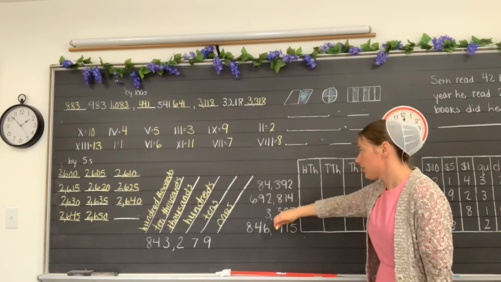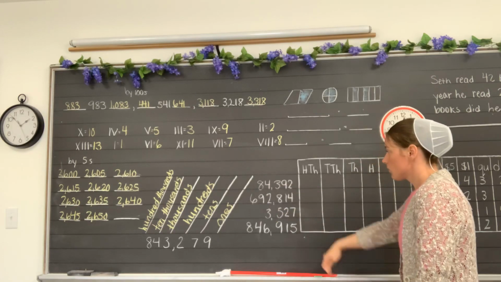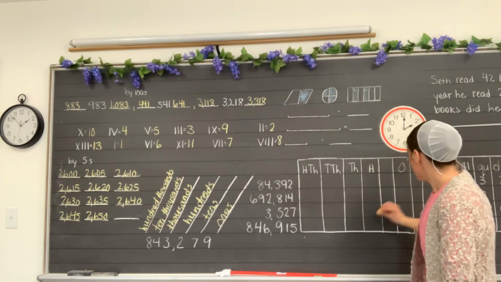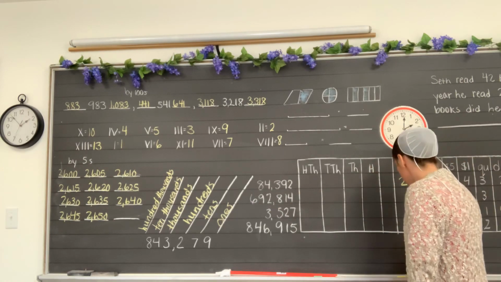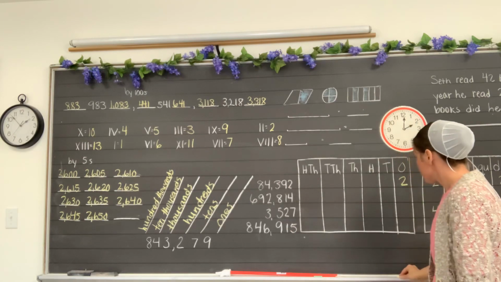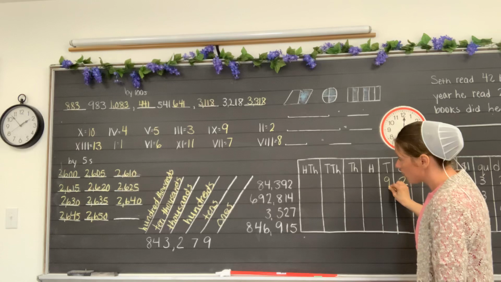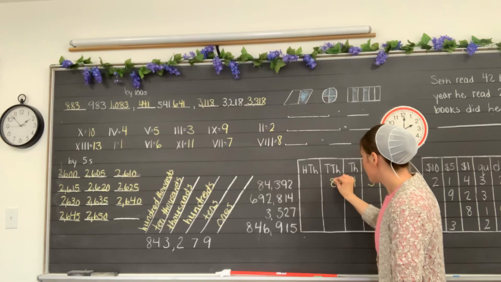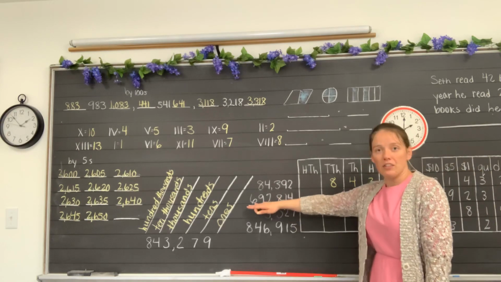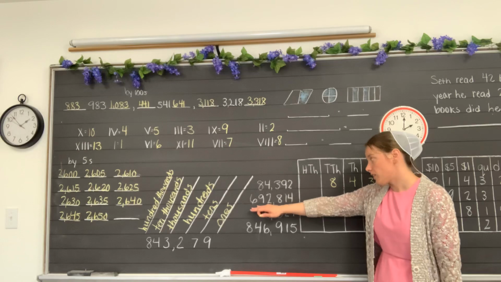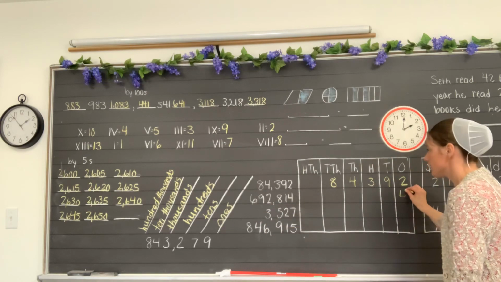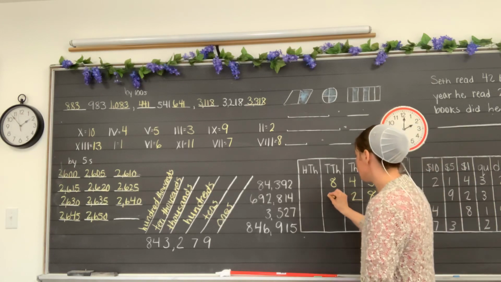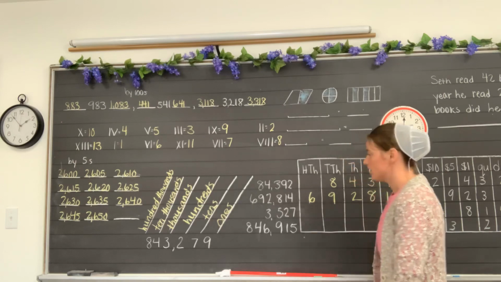Okay, and then we would look over here, and we're working with these numbers. So this number says 84,392. We would put the 2 in the ones place, and it's supposed to be a T up there for tens, and then 9 goes in the tens place, 3 hundreds, 4 in the thousands, and 8 in the 10,000s. Next number is 692,814. 4 goes in the ones, 1 goes in the tens, 8 in the hundreds, 2 in the thousands, 9 in the 10,000s, 6 in the 100,000s.